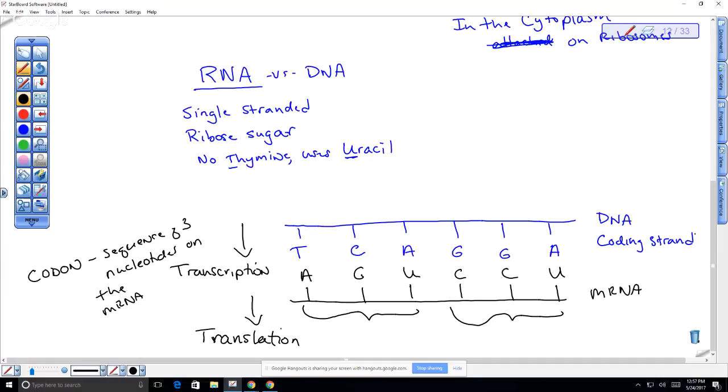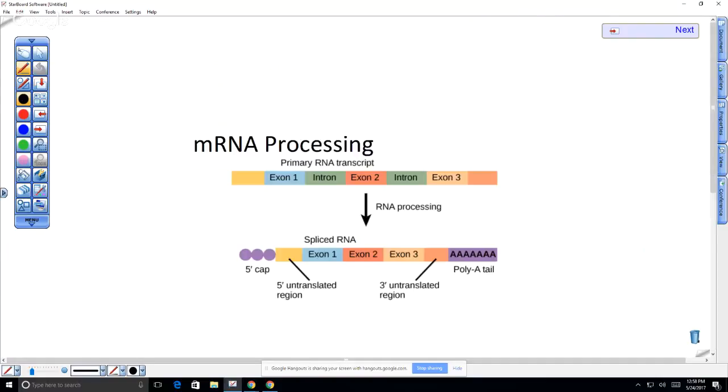So the question is, how do I know which codon codes for which amino acid? And that is what you have to look at in a table. So you have to use a table. You have to know how to use the tables. There are different types of tables. I'm going to show you how to use the table to figure it out. I think I have to skip a couple of pages here because I don't want to talk about messenger RNA processing right now.